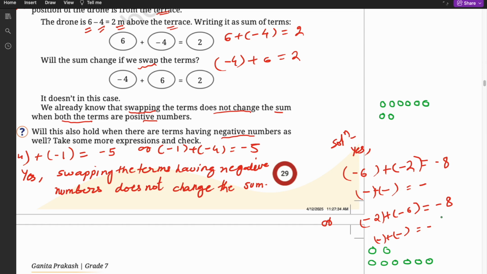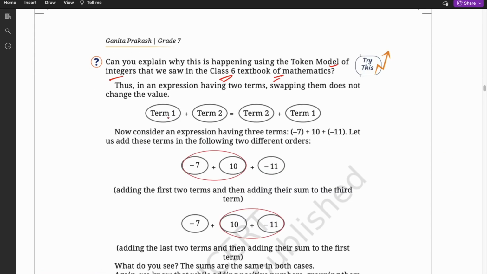So swapping the terms does not change the sum. That is, term 1 plus term 2 is equal to term 2 plus term 1. Sum remains same. Value will not change if place is changed. Now considering 3 terms, ये हमने 2 terms में देखा.